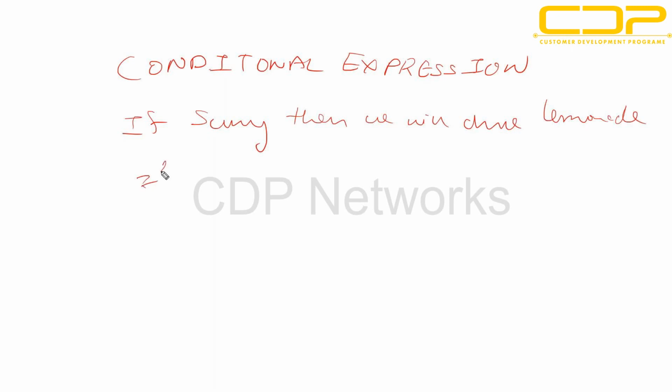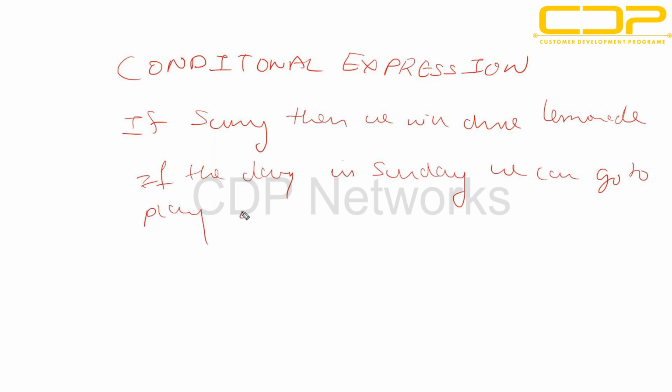Let's take another example. You want to drink lemonade, lemon water, but you will not drink it in the rainy season. You will only drink it when it's sunny weather. So this is a conditional expression. Let me explain: if it's sunny, then we will drink lemonade. If the day is Sunday, we can go to play outside.